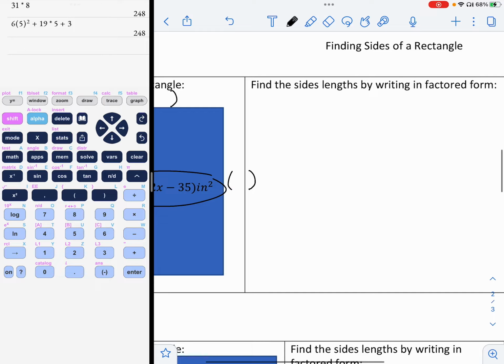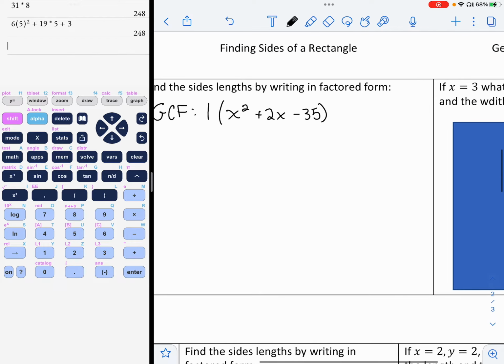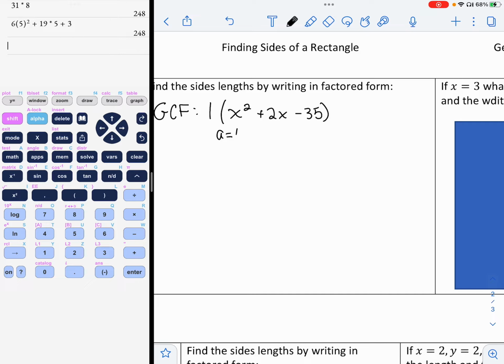I'm going to look for my GCF. So nothing goes into all of those terms except for a 1. So it would be the same. x squared, add 2x, take away 35. A is 1. B is 2. And this is x squared, and this is regular x, so I can do that. C is negative 35.